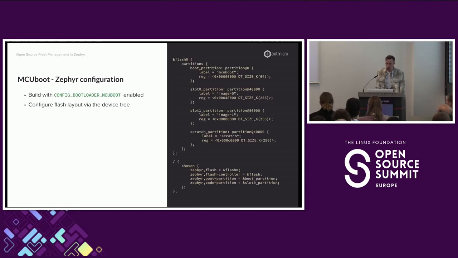In Zephyr, to use MCUboot, you need to build Zephyr with the config option enabled. And you need to configure partitions in the device tree, that is, how the flash is partitioned. You can see there is an MCUboot partition where the actual MCUboot lives, and this needs to be at the address where the device is booted. Then you have partitions for the primary and secondary image, and the scratch partition. Scratch is used to allow swapping the images in MCUboot.